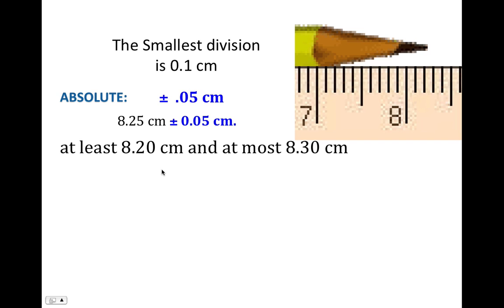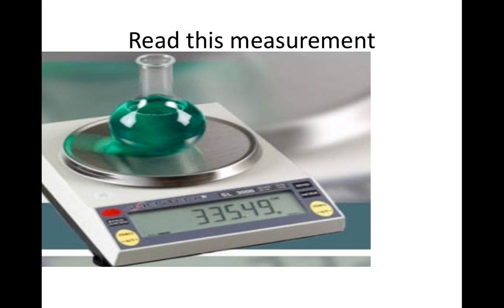Yes, just checking myself. Okay, so reading this digital device right here, we have 335.49. Remember, when this is a digital device, you are going to take the last decimal place, and that will be your value for the absolute uncertainty. So we have 335.49 plus or minus, and remember we go all the way out to the farthest digit. So that would be plus or minus 0.01 grams.